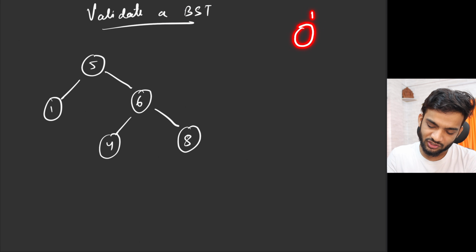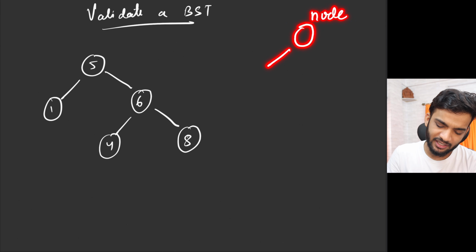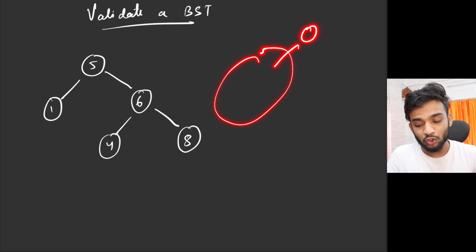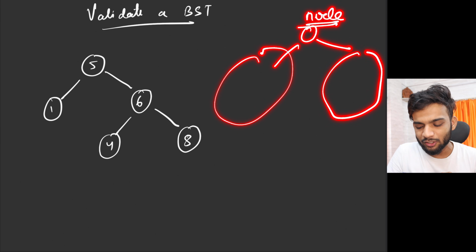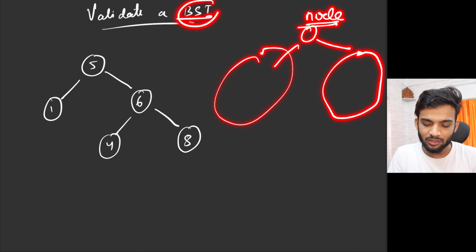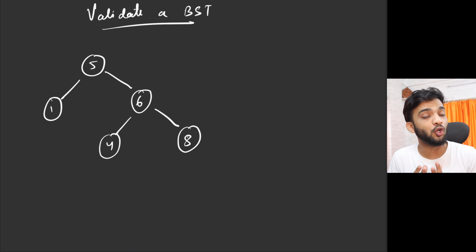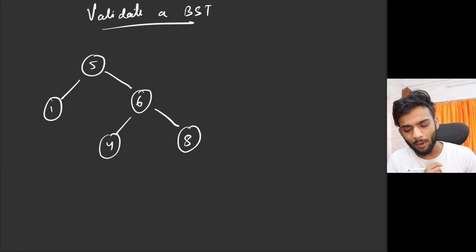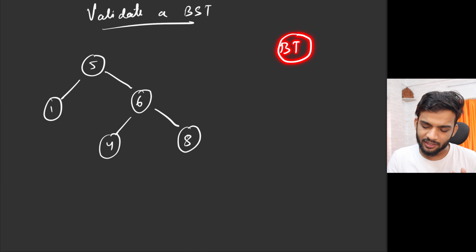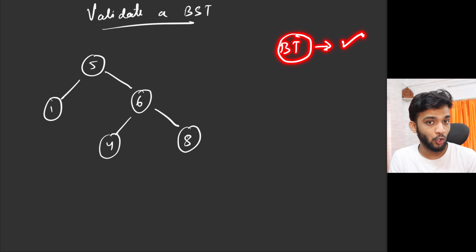If this is a node, then everything to the left of it should be smaller than this particular node, and everything to the right of it should be greater than that particular node. That is what a binary search tree is all about. Now a common question is, if you are given a binary tree, how do you make sure that that is a valid BST or not?